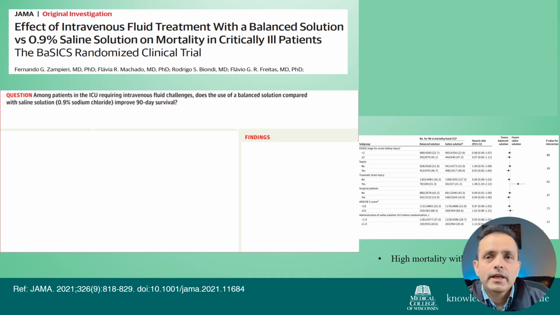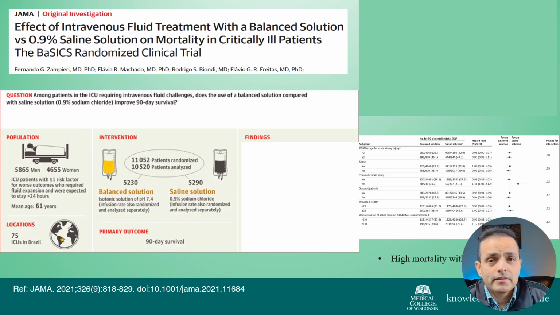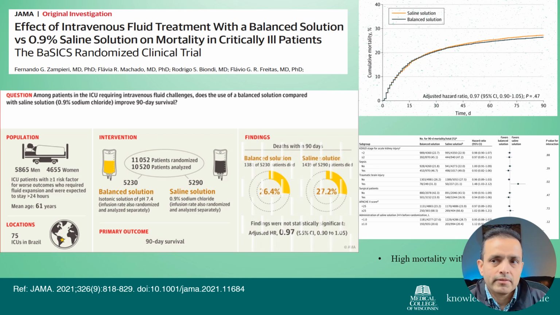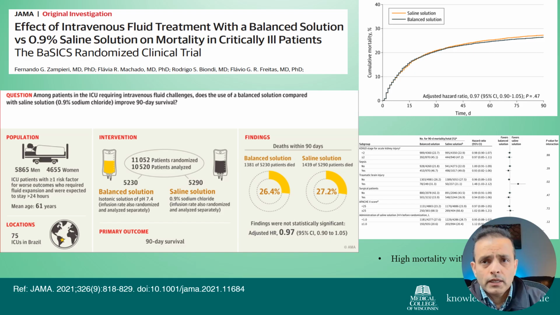So let's talk about another really important trial. This is about outcome at 90 days. We saw balanced fluid makes a difference at 30 days, so what about 90 days? They did this study in Brazil, in 75 ICUs, with almost 5,000 people in each arm. The primary outcome was 90-day survival. What they found was no statistically significant difference between those two groups. So it was a really important trial, saying that it does not really matter at 90 days.